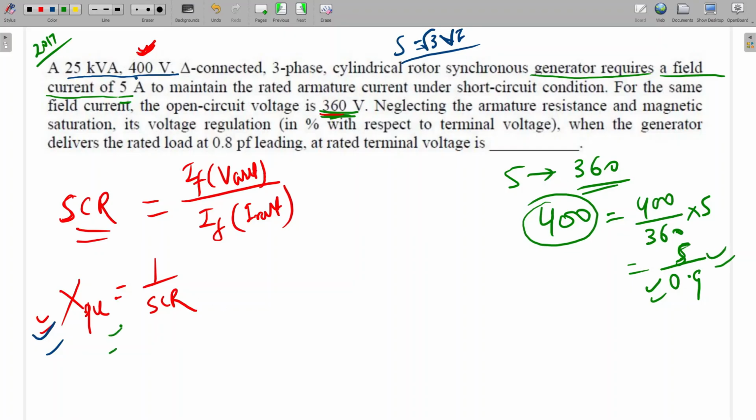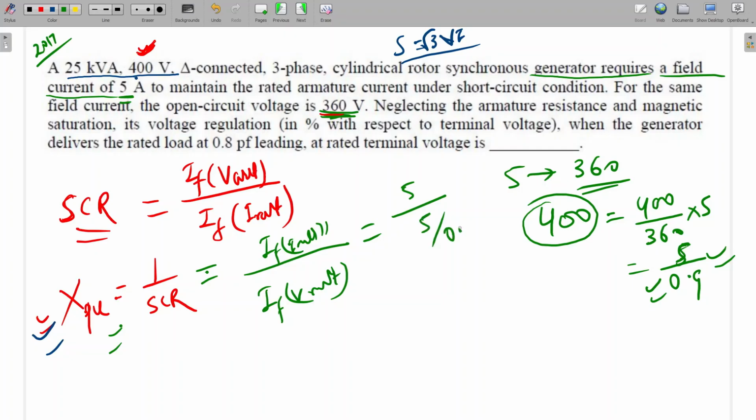So what will be the X per unit? X per unit will be IF for I rated divided by IF for V rated. So IF for I rated is how much? 5 ampere. So 5 divided by 5 by 0.9. So X per unit will be 0.9. Up to here only. Yes, sir. Why is this 0.9 divided? See, what is the formula for SCR?